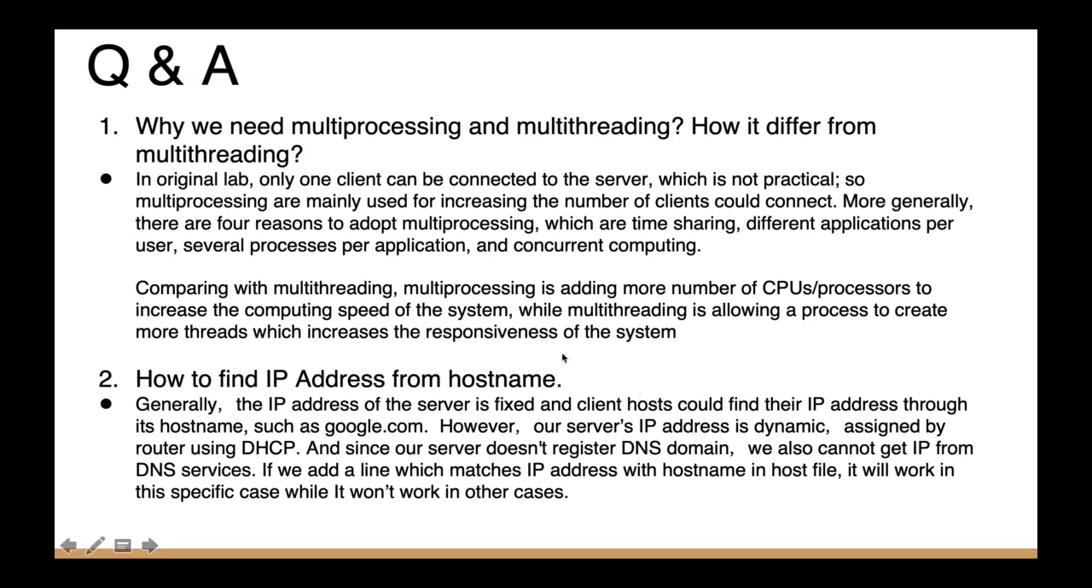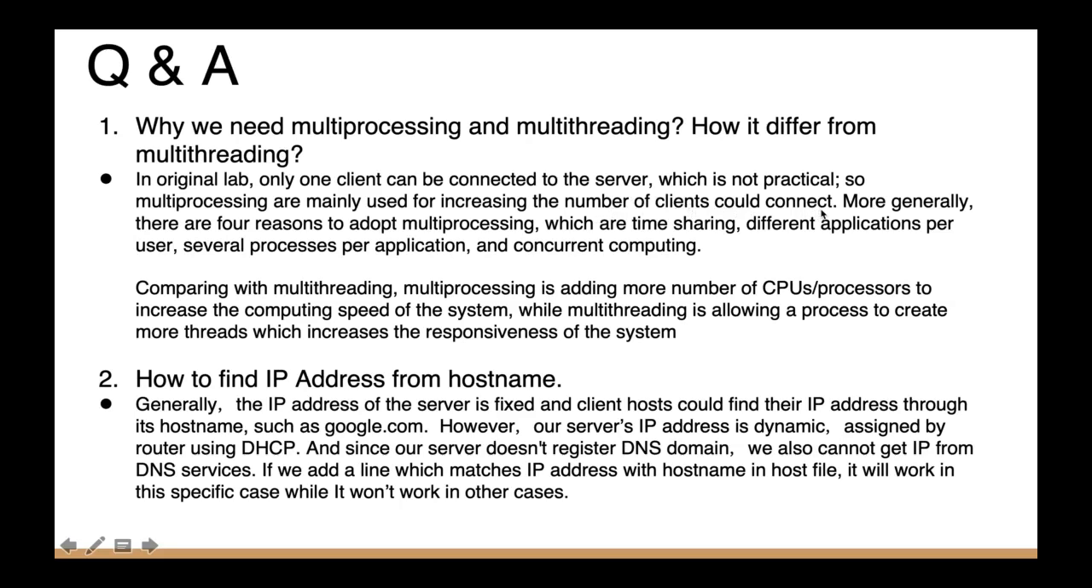There are a few essential points that I want to stress in our laboratory. The first one is why we need multiprocessing and multithreading and how they differ from each other. In the original lab, only one client can be connected to the server, which is not practical because in real life there would be multiple clients wanting to establish a connection to the server at the same time. So we use multiprocessing and threading at this point.